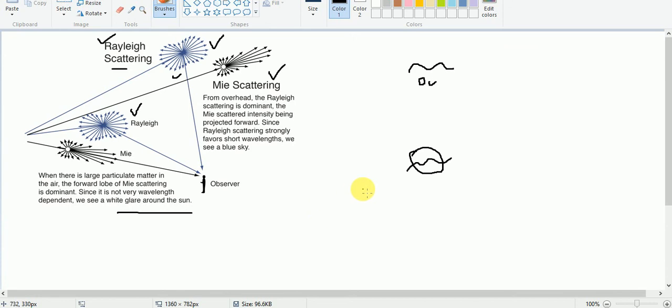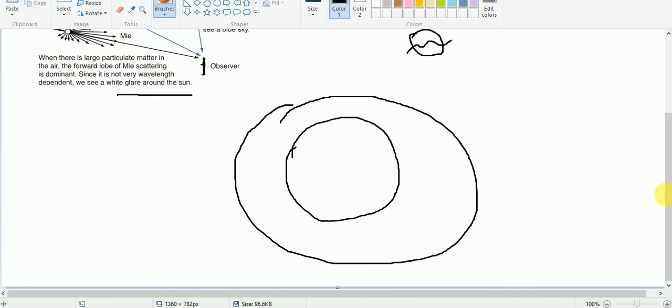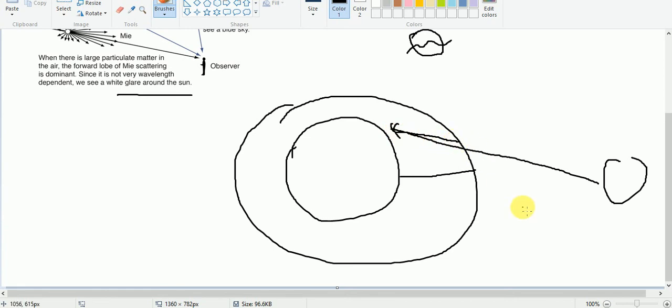But about the red color, you may see a red or orange sky in the early morning or at night time. That is because, let us say this is the earth and here we have the atmosphere. When the sun is setting, it passes a longer path. This is the noon time, and in the early morning or in the evening, the sun is passing through a greater distance in the atmosphere.